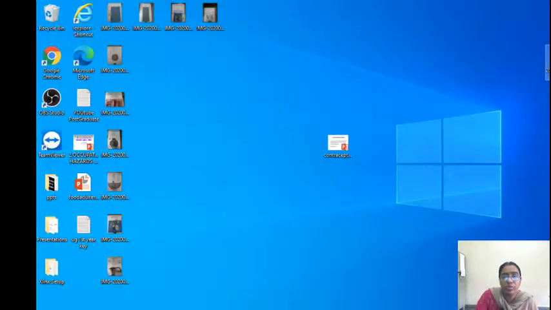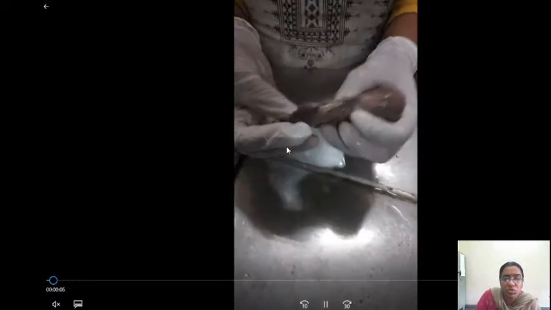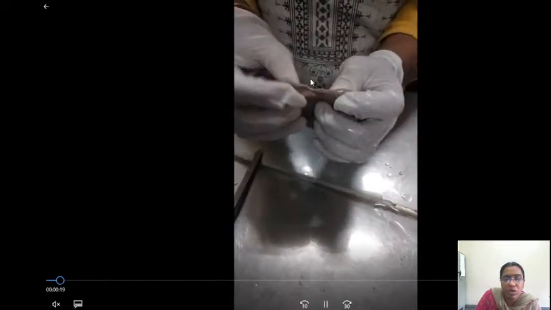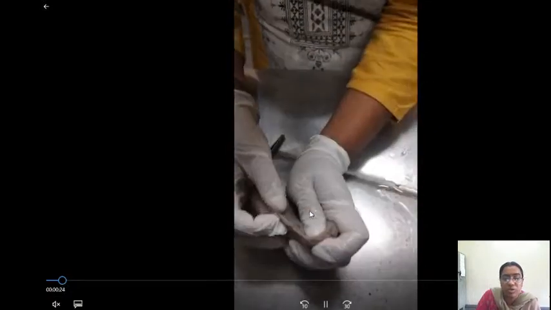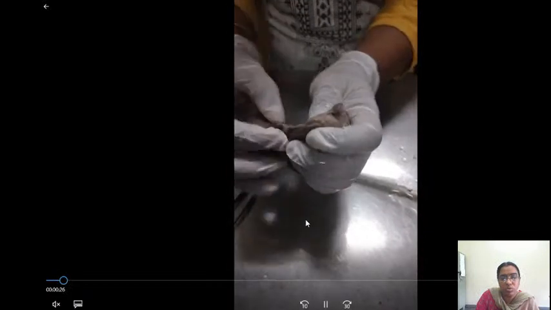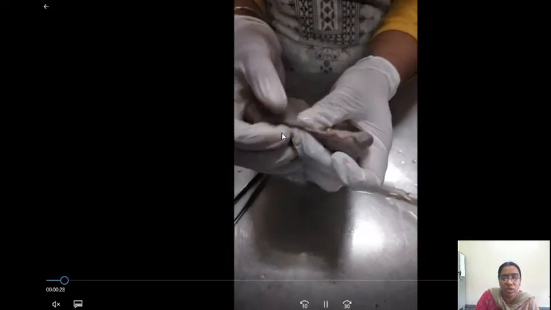Next, after the ovary, let's see the fallopian tube and the uterus. This is the tubal organ which is present on either side of the uterus. On either side you are seeing a tube extending. This is called the fallopian tube or oviduct, and it is also called the uterine tube.